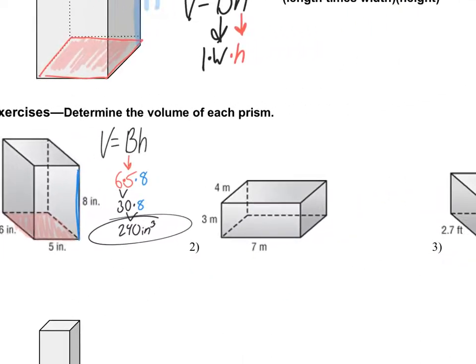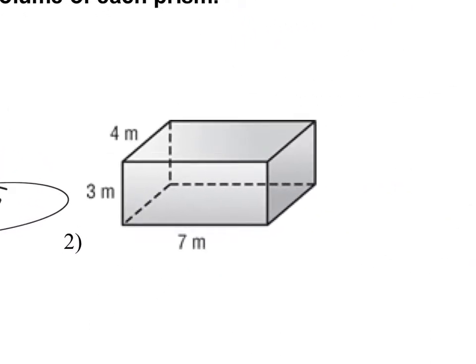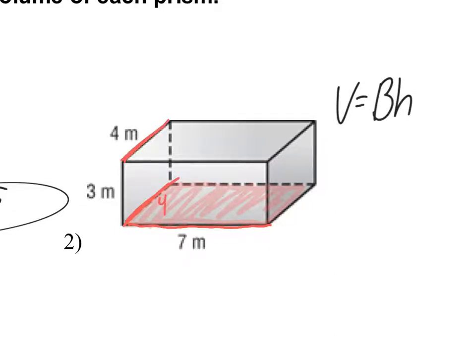Take a look at number 2. Again, we're going to be doing this the same way. Volume equals area of the base times the height. Our base on this one, we're going to use this bottom rectangle. Our length is this 7 right here, and then our width is this distance right here, which matches this distance here. So for our base, we're going to be doing 4 times 7, or 7 times 4, whatever. And now our height, here's our height right here, that 3.